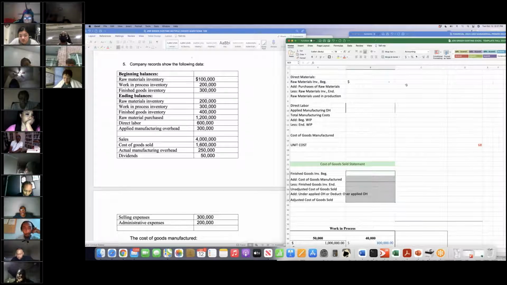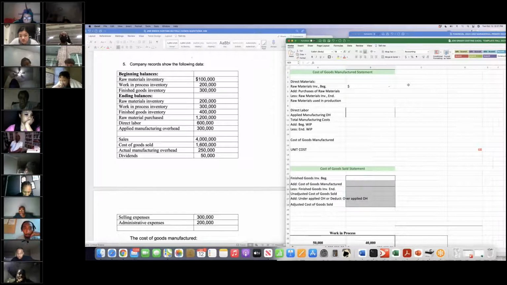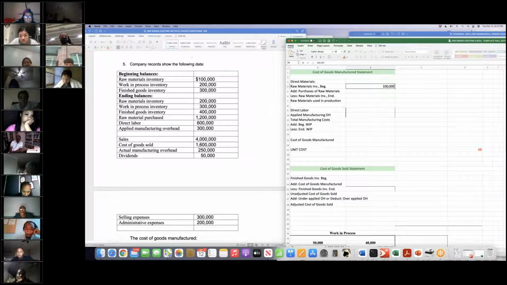What is going to be the first number on this cost of goods manufactured statement? $100,000 for the raw materials beginning inventory, or the beginning balance rather. So that 100,000 is going to be the first number. So next person, what's going to be the second number?